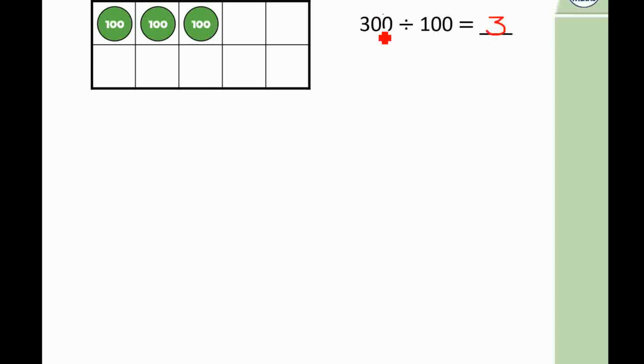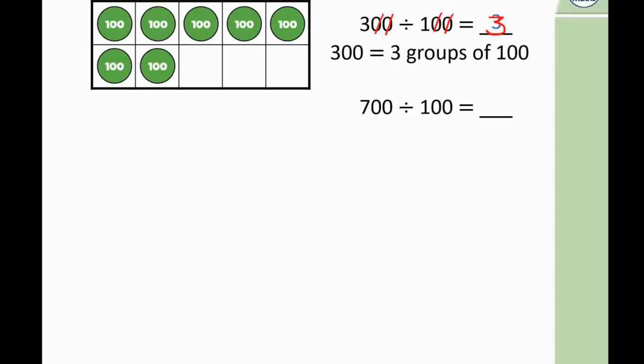Of course, because like before, when we were dividing by 10, you can simply cancel out the zeros. There's 2 zeros here, so you can cancel 2 zeros here to give us 3. Okay, 300 equals 3 groups of 100. Yeah, again, there's 3 groups of 100 here.